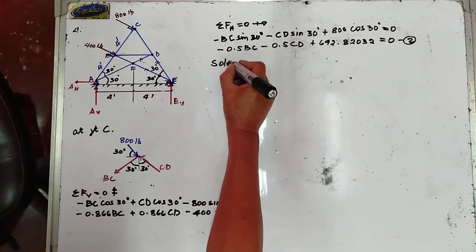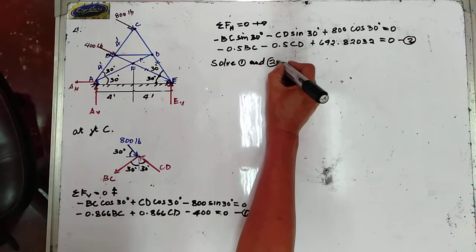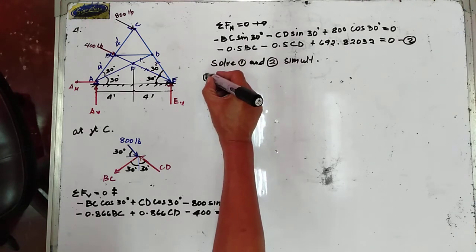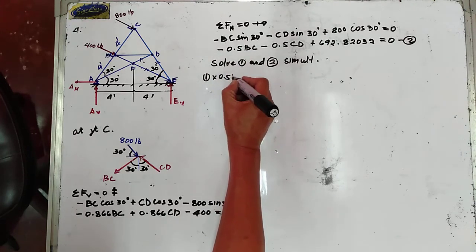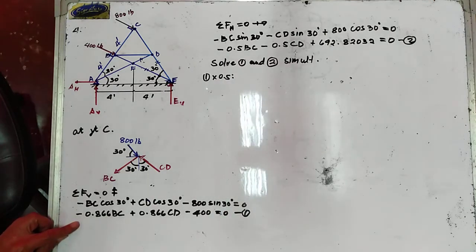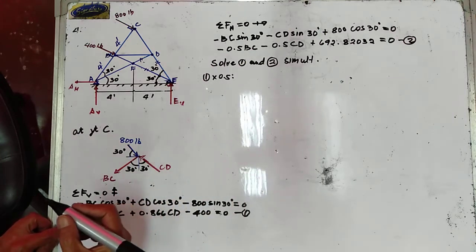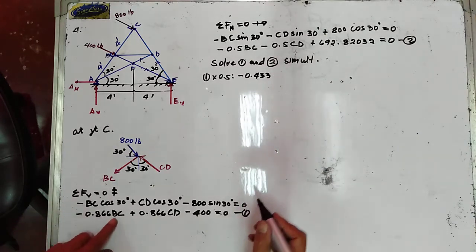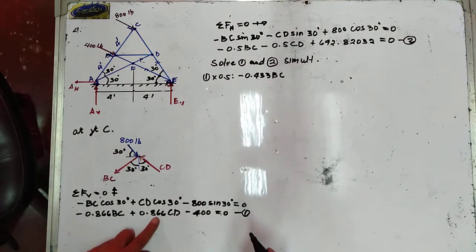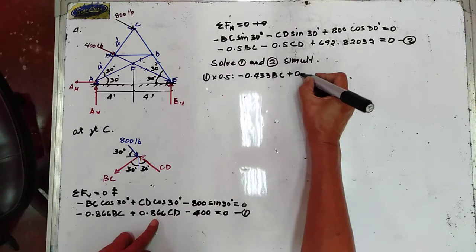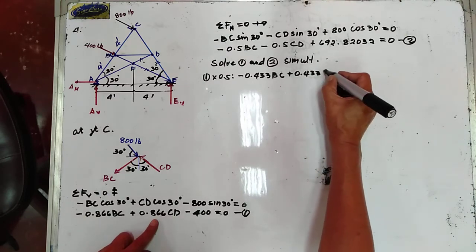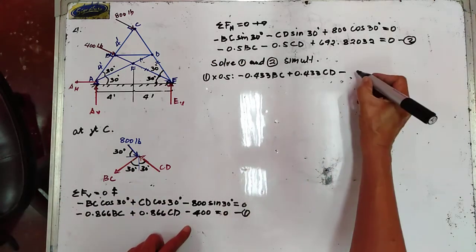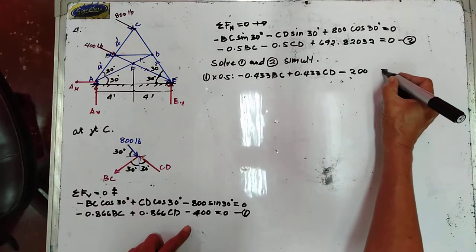Again, let's try to solve 1 and 2 simultaneously. We have equation 1. Let's try to multiply this one by 0.5. So your equation 1 is negative 0.433 BC, since 0.5 by 0.866 is 0.433, plus 0.433 CD minus 400 by 0.5 is equal to 200, and this is equal to 0.